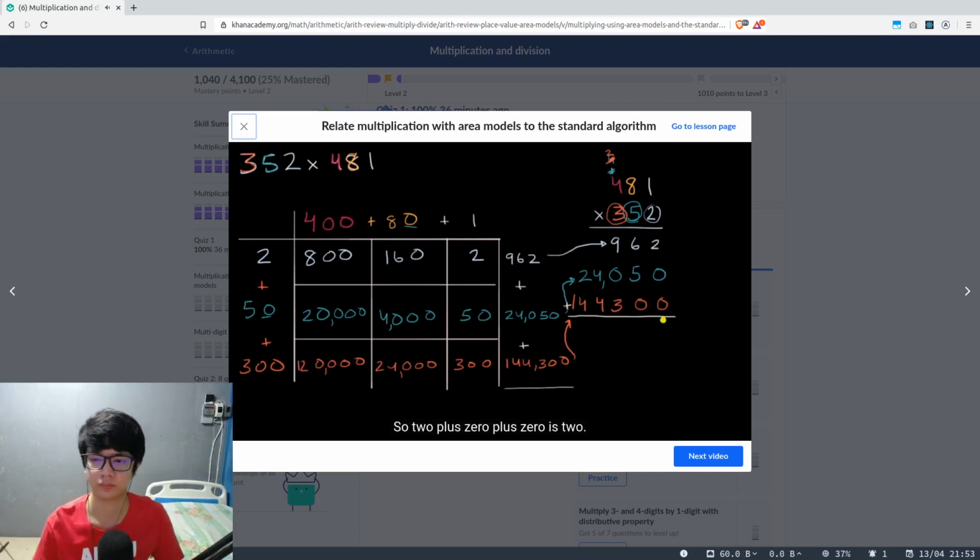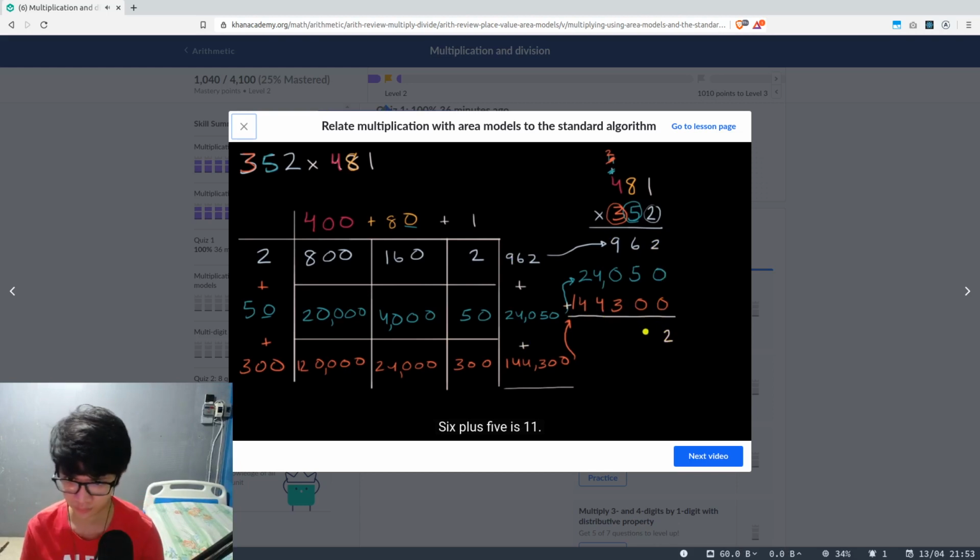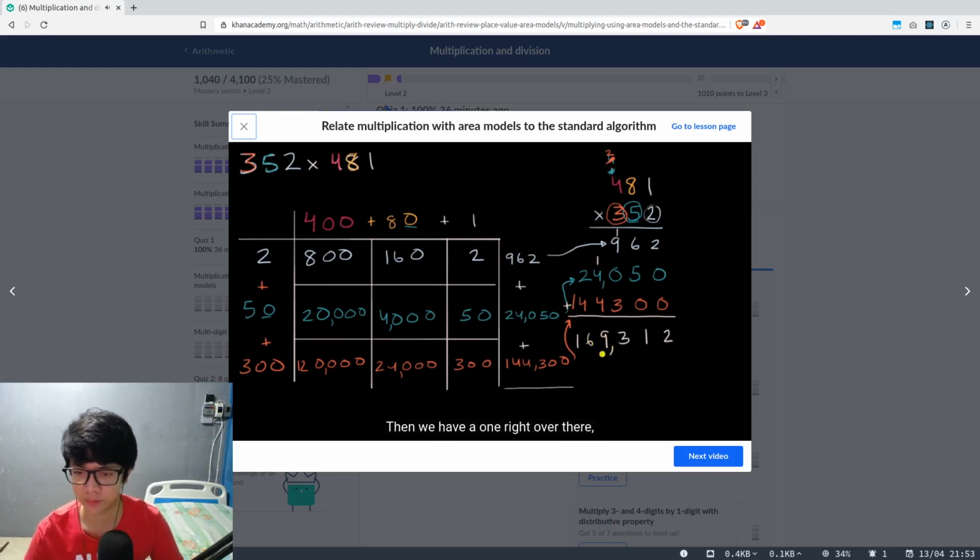So 2 plus 0 is 2. 6 plus 5 is 11. Regroup that 1. So 1 plus 9 plus 3 is 13. And then 1 plus 4 is 9. 2 plus 4 is 6. And we have a 1 right over there. So we get 169,312.